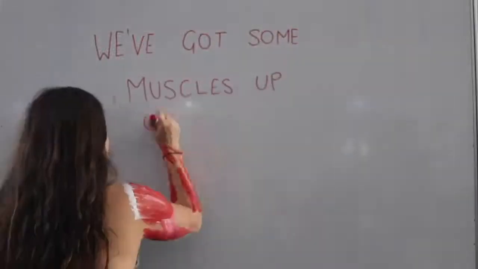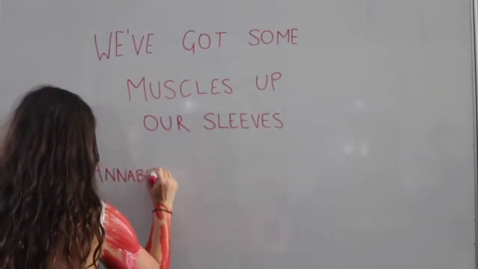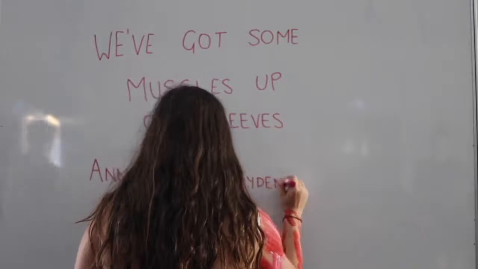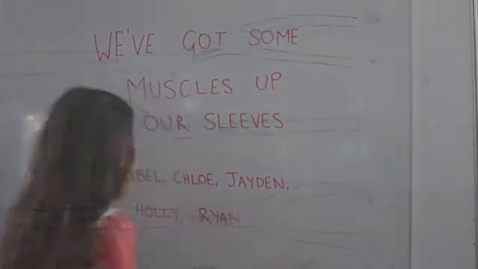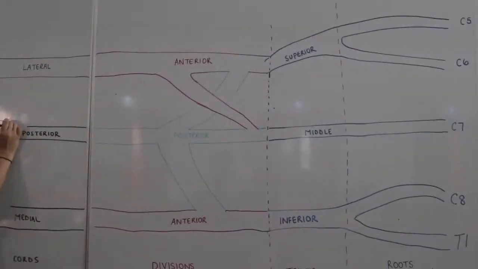We've got some muscles up our sleeve. This is a video about the muscles of the upper limb and their innervation. The nerves that innervate the muscles of the arm stem from the brachial plexus.